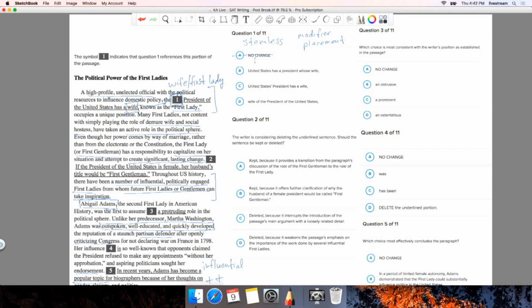We know it's not no change because there's that error. The United States has, so we're talking about the first lady, and if you swap in B, then it's saying that the United States is a high-profile unelected official, and that does not make sense. A country cannot be an elected official. And then the United States president, so again, this one is talking about the president, and so we're not talking about the president, we're talking about the wife. And so that is how you can go through a stemless question together. And now let's keep on going.